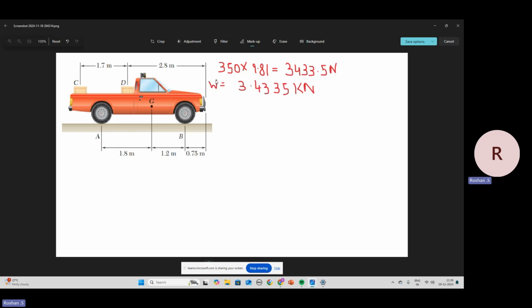Now for the mass of the truck, we have to calculate the weight of the truck. The mass of the truck is given in the question to be 1400 kg. So on multiplying it with 9.81, we'll be getting 13.734 kilonewton.